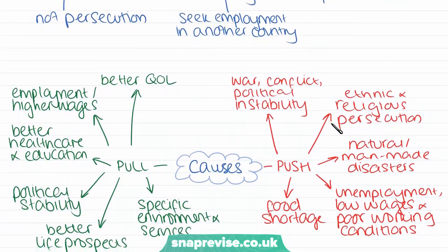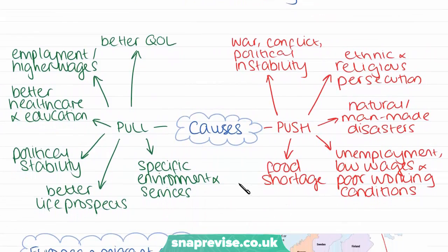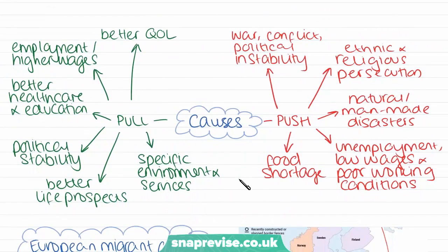Now we're going to look at the causes of migration, and these can be split into push factors and pull factors. Push factors are factors which are forcing people out of their current country of origin, and the pull factors are the good factors which are drawing people to move to another country. We're going to look at the different types of push and pull factors now.